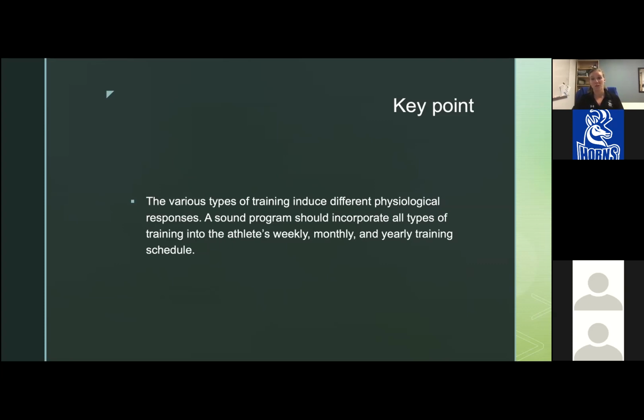We need to reevaluate and change what we're doing, and see if it's working. And I say this, a sound program should incorporate all types of training into the athlete's weekly, monthly, yearly training schedule, making a YTP, but understanding how you're evaluating that and how you're changing that and evolving it depending on the athlete that you have in front of you, who they are, what they're doing, what their current status is.